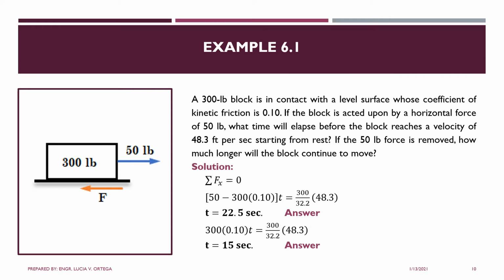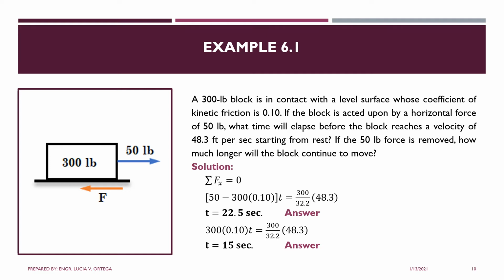So let's solve. Summation of forces along x, being in the direction of motion, equals 0. Or simply the impulse-momentum equation. That is, impulse is force times time. What is the net force acting on the body? That is the applied force 50 minus the frictional force. What is the frictional force? That is equal to the coefficient of friction times the normal reaction. The normal reaction is equal to the weight of the block.